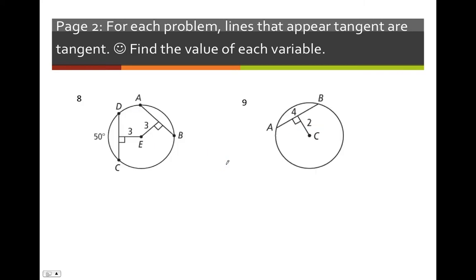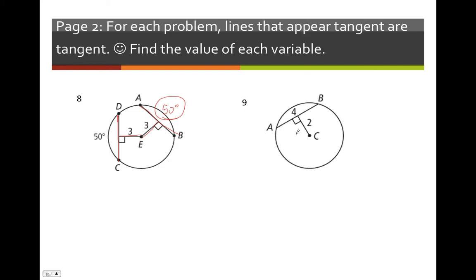Number 8. Okay, this one is actually a lot more simple than it appears in its beginning. I can see that these chords, DC and AB, are the same distance from my center. So I know their intercepted arcs are the same. I'm asked to find AB, so there you go.